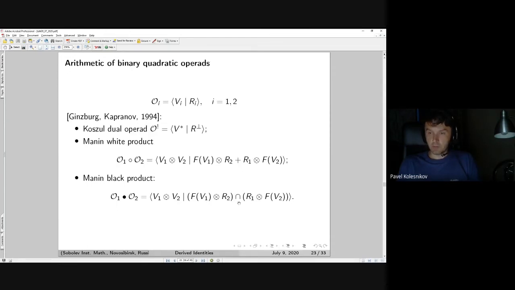Sorry, it seems like they should be... Yes, definitely. They should be, sorry, R1 tensor R2, actually. The formula here is a little bit wrong, because the following duality holds: the Koszul dual to the white product is the black product of duals. In order to get this one, I used copy paste. This is a copy paste error, actually. Sorry. So here it should be R1 tensor R2.